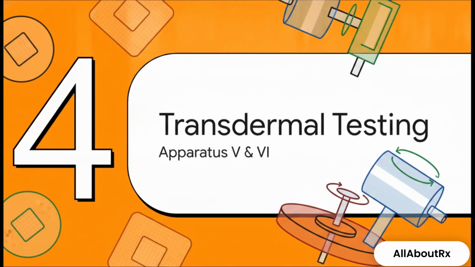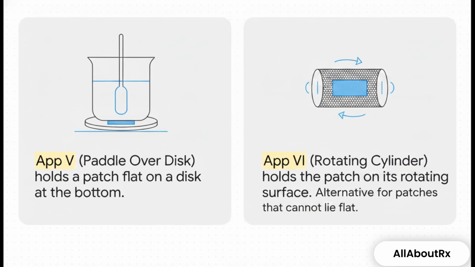Section 4. Transdermal Testing. The patch testing duo, Apparatus V and VI. Let's shift our focus to these two. Keeping your mental filing cabinet organized by formulation type is for sure the best way to memorize these. And these next two, they're all about transdermal patches. Let's put them head to head.